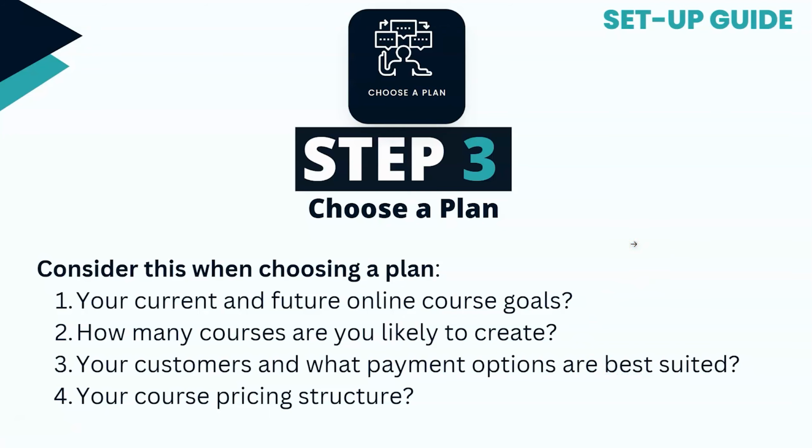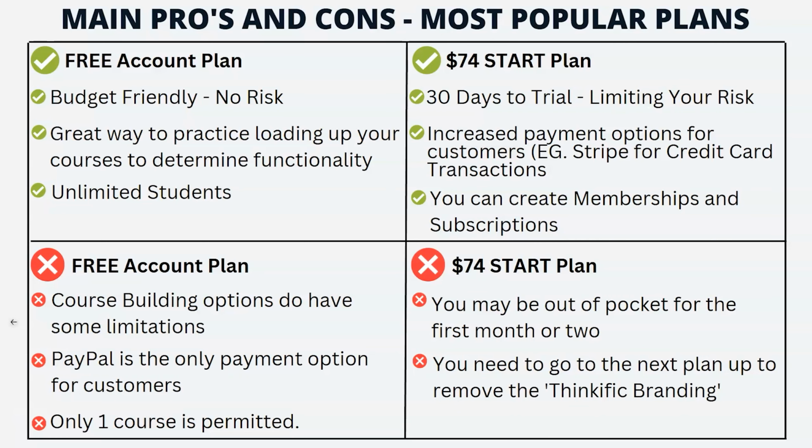And probably the final point is your course pricing structure. So if you are on the $74 plan, the start plan, you might have courses that are priced at $199. So therefore, one person paying for your course will absolutely cover the monthly charge. So you need to think about the investment that you're making to the platform as well, and have confidence in your courses, have confidence that you're going to be selling your courses, and choose the platform that will give the most flexibility to your customers and the most flexibility to you to allow you to grow to where you want your courses to go.